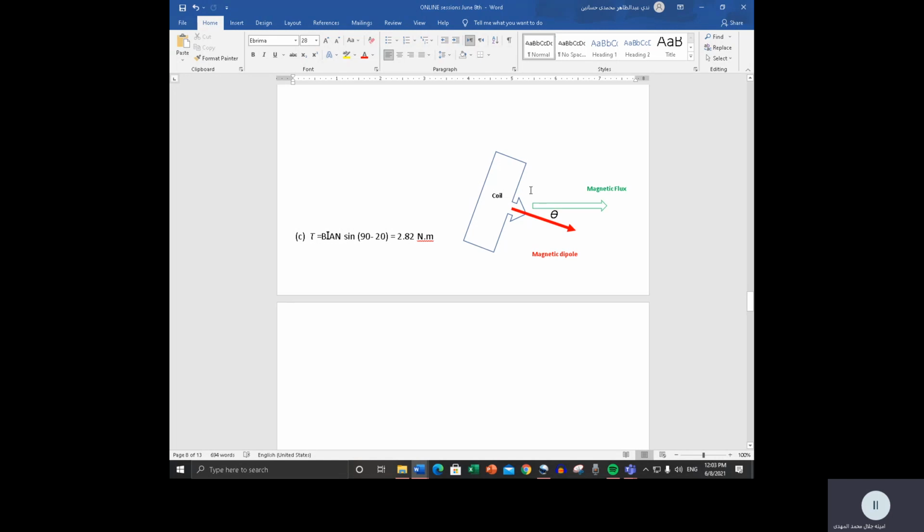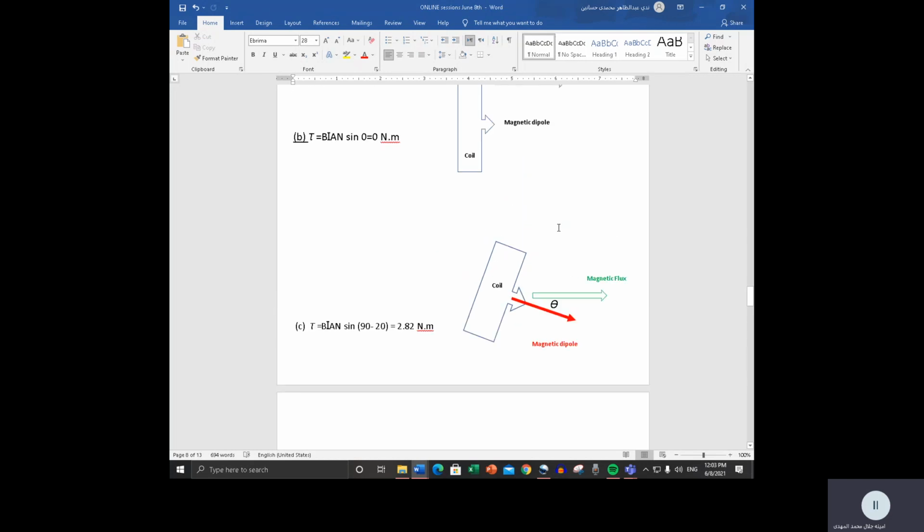He gave me this, and I have to put this. The law says theta is between the magnetic flux lines and the magnetic dipole. That's why I need to put 90 minus 20, which is theta, this one. All right. Now, after having this visual idea about the three cases, let's now do it and get the final answer.